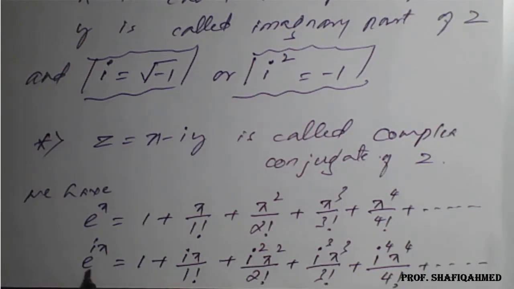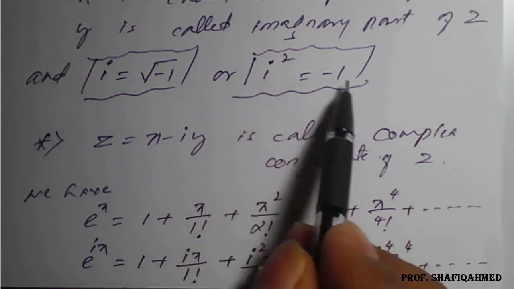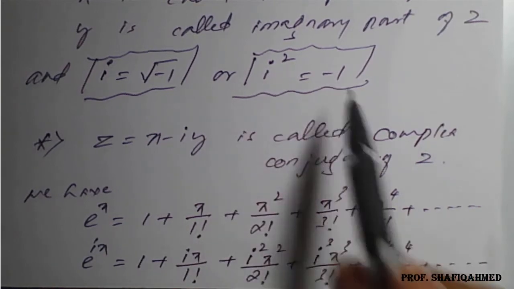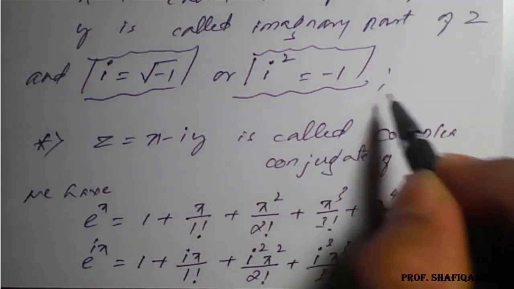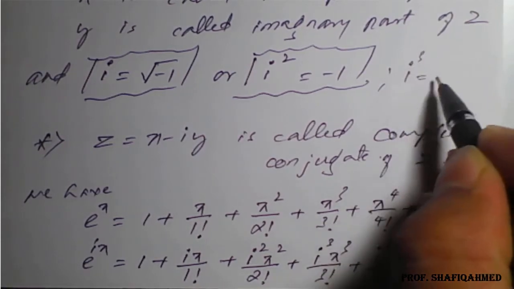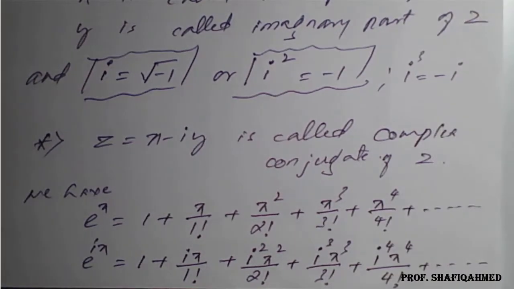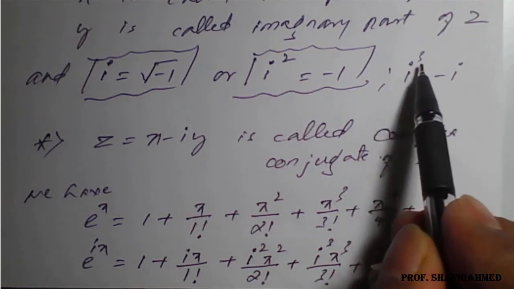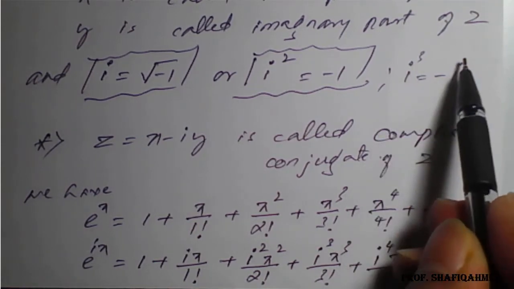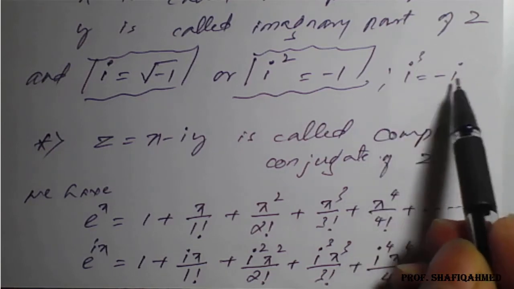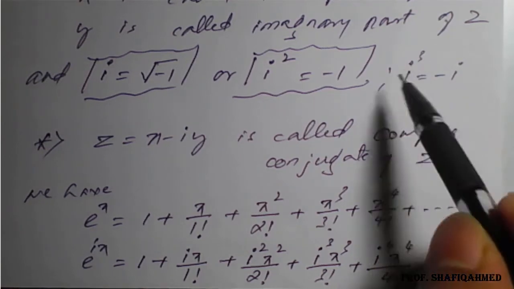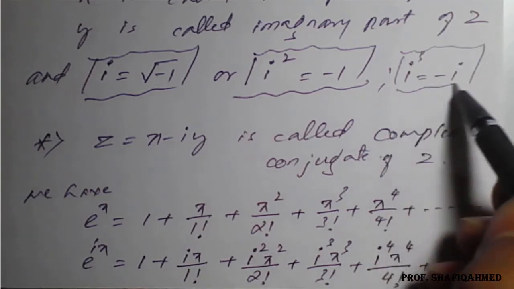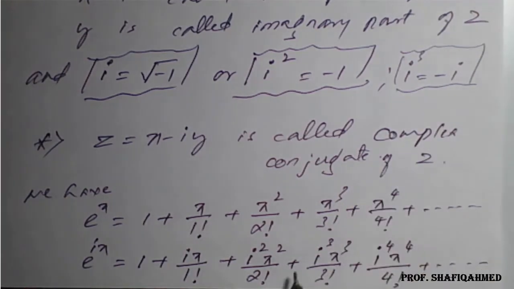But further, e raised to ix, we can simplify this. Because you know that i square is nothing but minus 1, so i square will be replaced by minus sign. I cube, if you consider here, can be written as i square into i, so i square is nothing but minus sign and i, so it will become what here, i cube, you have to remember, is nothing but minus i. So using these all, we will go for the simplification of this. We'll see the simplification.